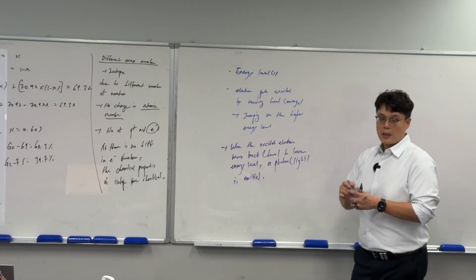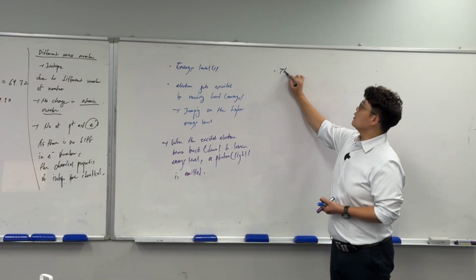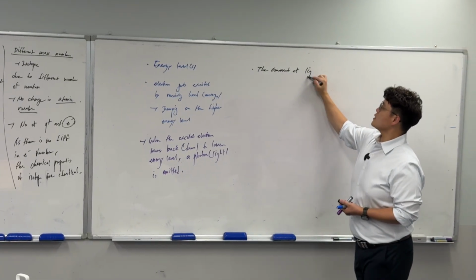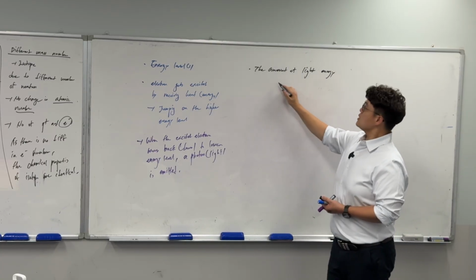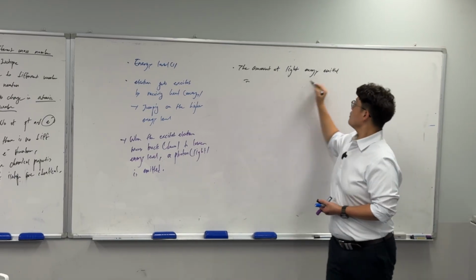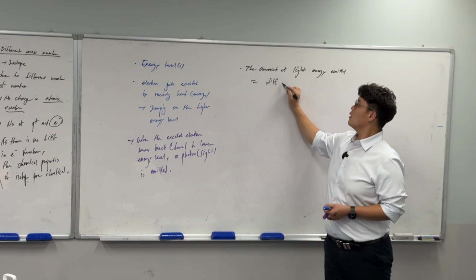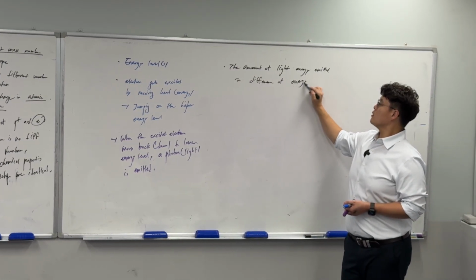The last key point you have to write down for this kind of question is that the amount of light energy emitted is the same as the difference of the energy levels.